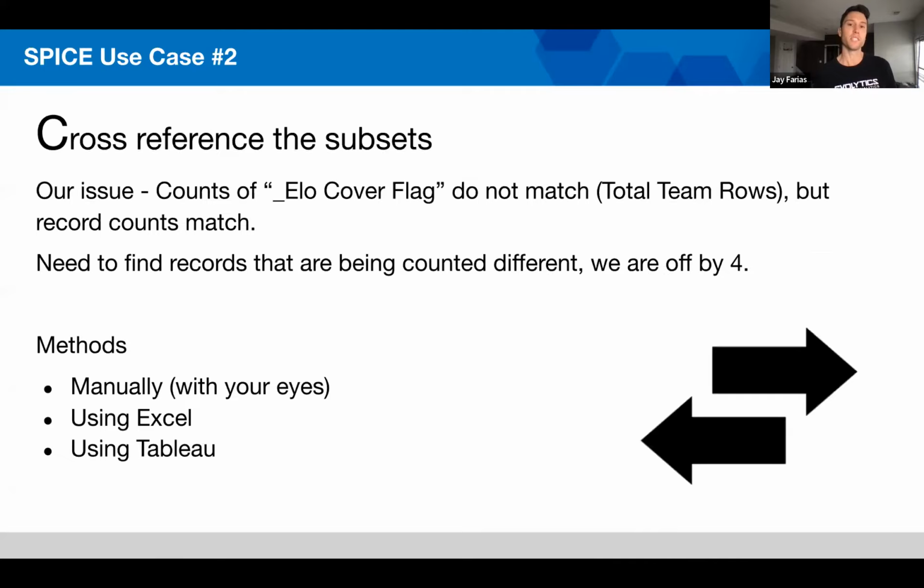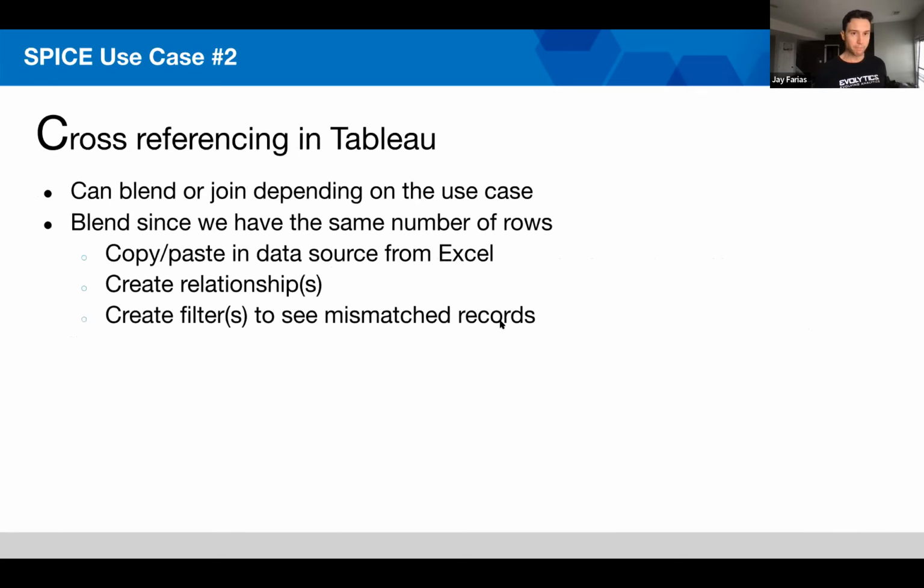All right, now cross-referencing. Again, our counts of ELO cover flag or pick flag do not match, but the record counts do match. So we need to find the records that are being counted differently. We're off by 4, so there are 4 records we want to find, and hopefully that'll give us a clue into what logic is different. Again, you can do this manually, you can use Excel, or you can use Tableau. In this case, we can't really join to find those null records, the records that don't exist. We have the same amount of records, so we're going to use a blend here.